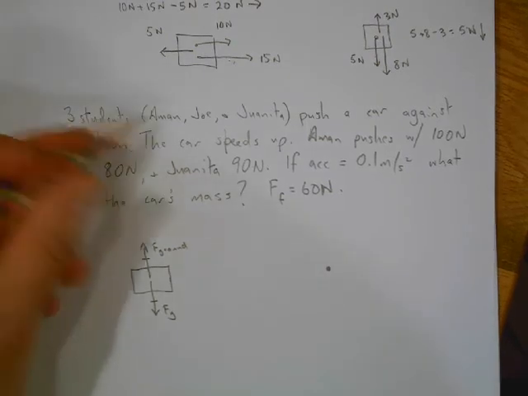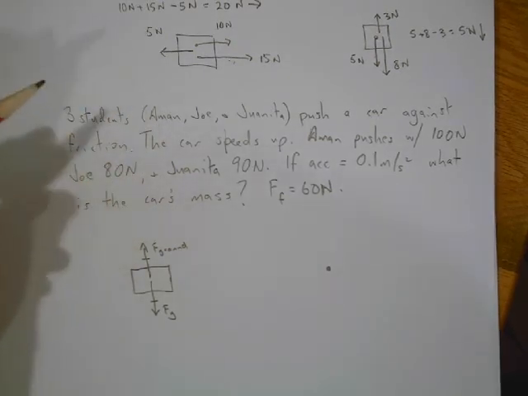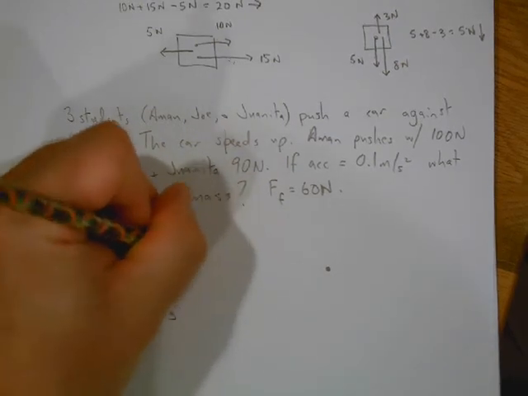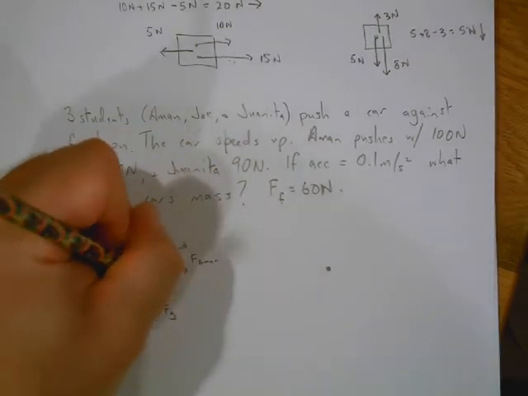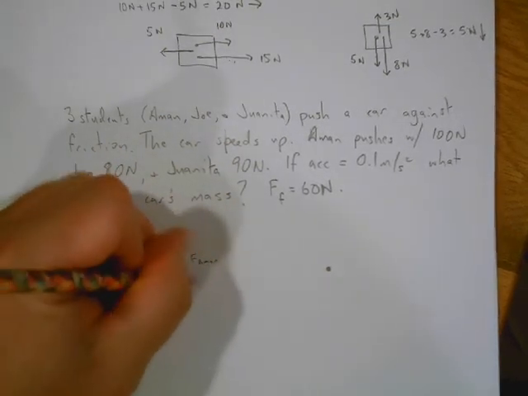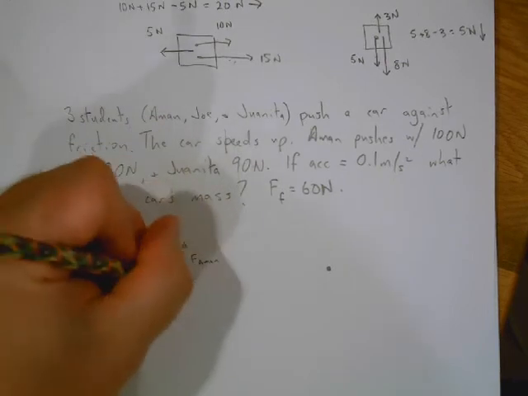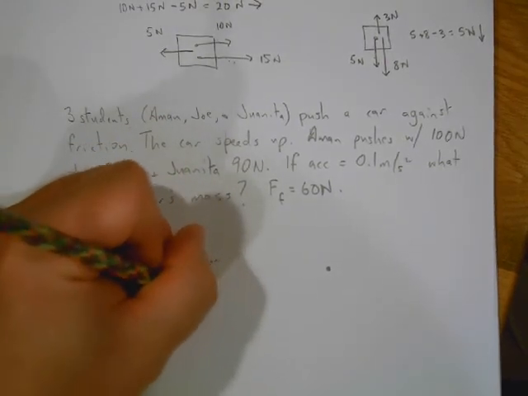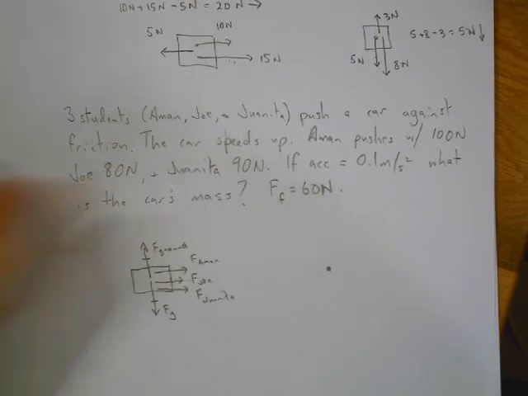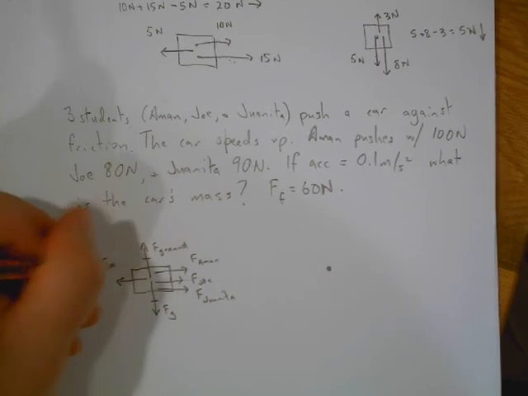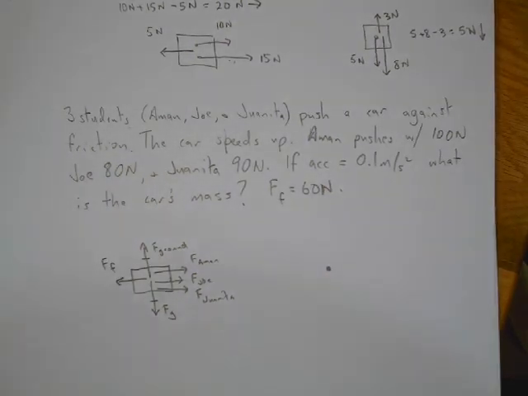I have the three students pushing the car to the right. You would have the force from Aman, the force from Joe, which is a little bit smaller, and then the force from Juanita. Then you would have the force of friction, going this way. That's what your FPD, your force diagram, would look like.